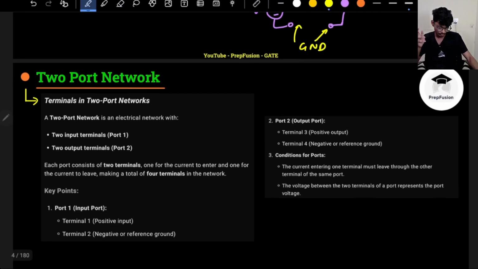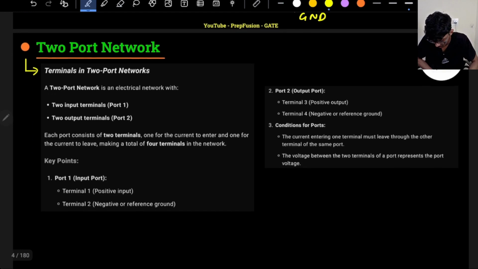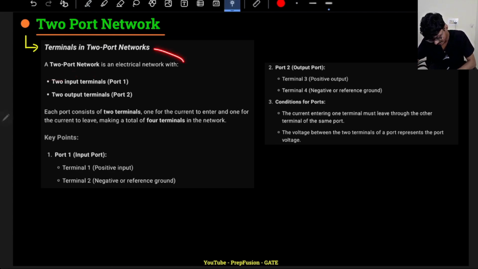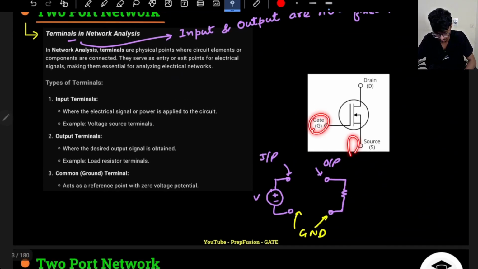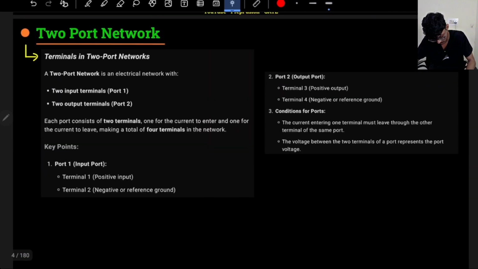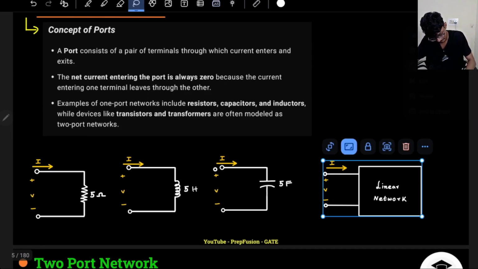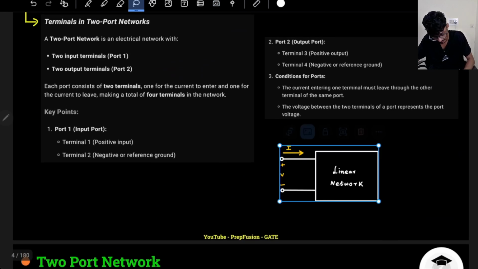Now let's discuss ports. How are terminals defined in ports? A two-port network is an electrical network with two ports, port 1 and port 2, where basically the input and output are fixed. Each port consists of two terminals. This is a single terminal. If I copy this network, the network overall will have two ports.